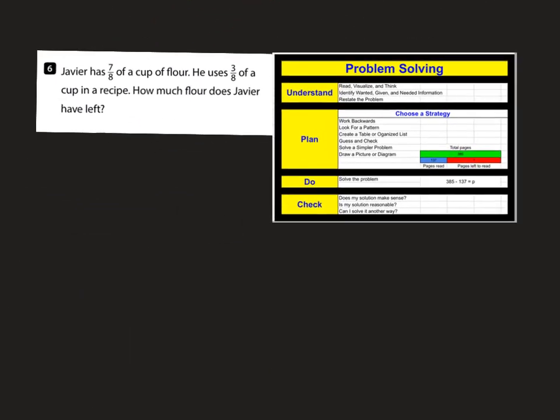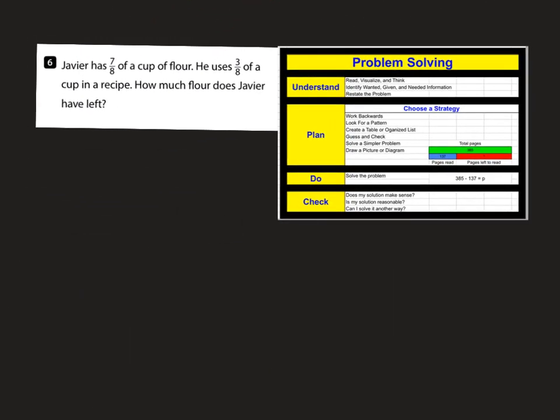All right, number 6. Javier has 7/8 of a cup of flour. He uses 3/8 of a cup in a recipe. How much flour does he have left? Operational word is how much does he have left? All right, so this is what he starts with, and this is how much he uses. I know it's a subtraction problem because it says how much does he have left.